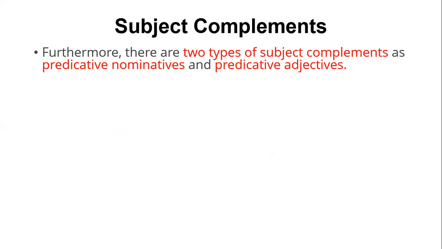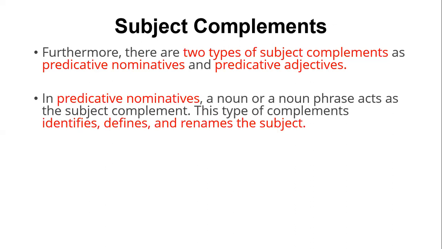Furthermore, there are two types of subject complements: predicative nominatives and predicative adjectives. It's quite simple. If the complement is a noun, it is called a predicative nominative. And if it is an adjective, we call it a predicative adjective. Let's check the examples, though we have already discussed them. In a predicative nominative, the noun or noun phrase acts as a subject complement. This type of complement identifies, defines, and renames the subject.